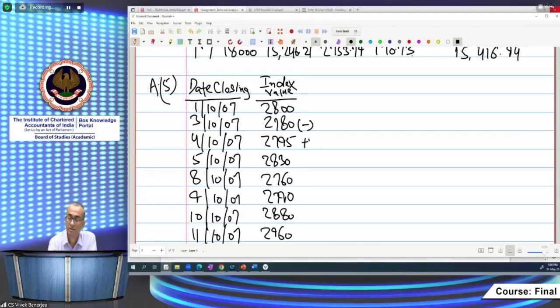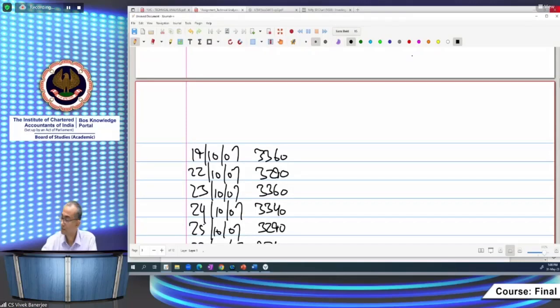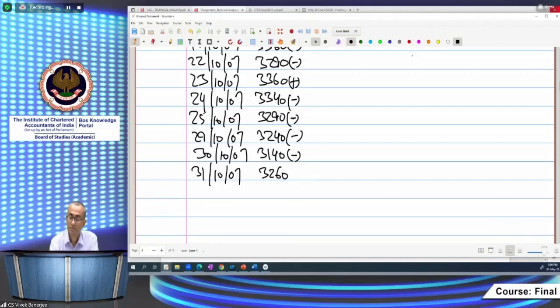Then it further increases, decreases, increases, increases, increases, increases, increases, increases, increases, decreases, again decreases, minus, increases, again decreases, decreases, decreases, decreases, increases.